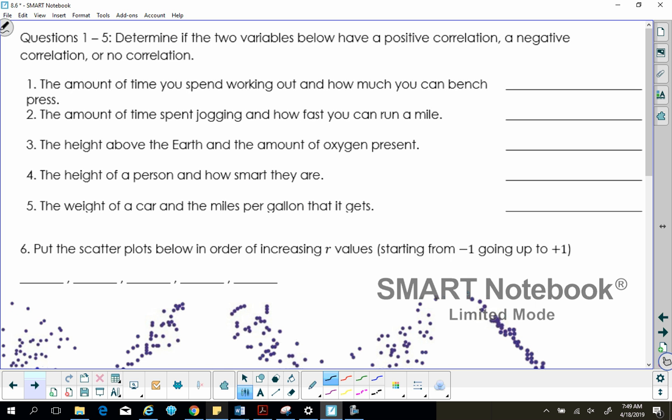Another minute, you're just writing positive, negative, or no. Cool. All right, let's start with this one, Kamari. The amount of time you spend working out and how much you bench press. Positive, right? So the more I work out, the more you can bench press. Same thing with this one. Keandra, what about this one? The amount of time jogging and how fast you can run a mile.